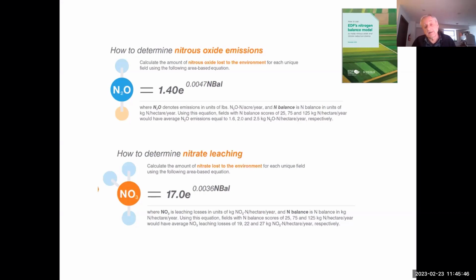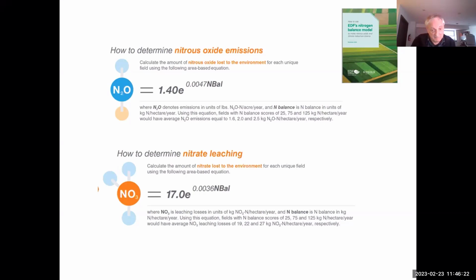And what they've decided to come up with is that they can convert the surplus value, what they call the imbalance value here, and apply it to a very simple equation, and from that get nitrous oxide emissions. And you can see here in the text, when you have access to this, that if you have a 25 kilogram surplus, that's about 1.6 kilograms per hectare of nitrous oxide. And if you have 125, you're up to 2.5 kilograms of nitrous oxide nitrogen.